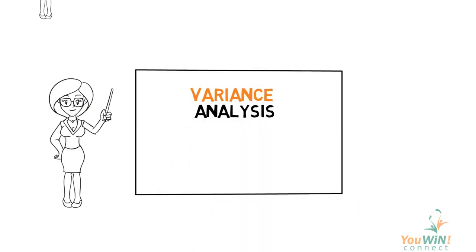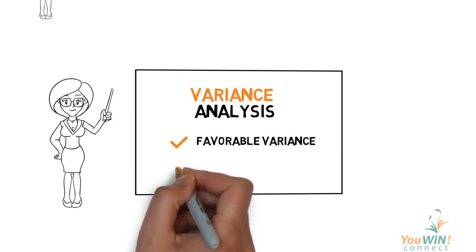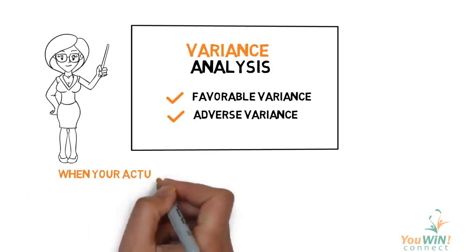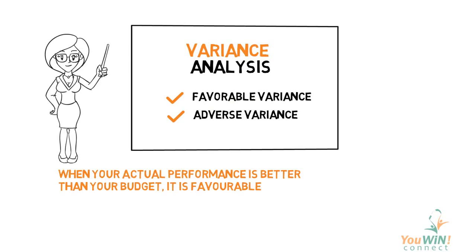Variance analysis. Variance analysis is the difference between your actual performance and your budget. We have favorable variance or adverse variance. When your actual performance is better than your budget, it's favorable. Let's take a look at some examples. When actual sales revenue is higher than budgeted sales revenue, that variance is favorable. Also, when actual costs are lower than budgeted costs, the variance is favorable.